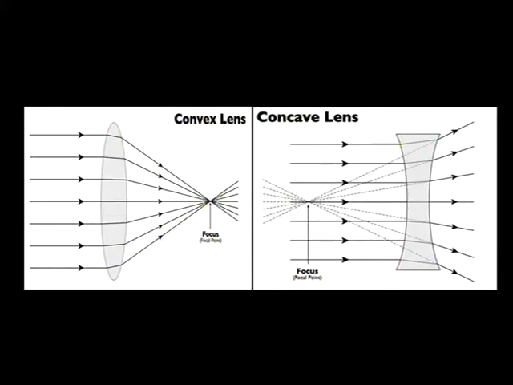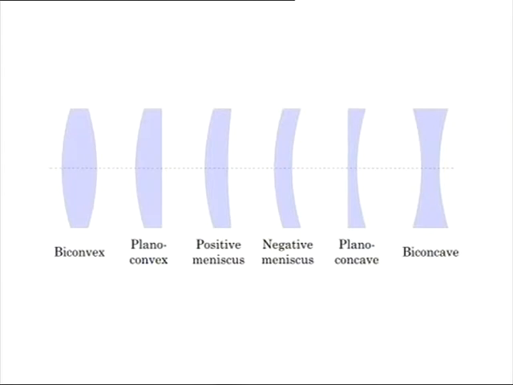We know that there are basically two kinds of lenses, the concave lens and the convex lens, which are shown in the diagram. Besides this, we can also have a plano-convex lens, we can have a plano-concave lens, we can have a concave convex lens, we can have a convex concave lens, and there are permutations and combinations.